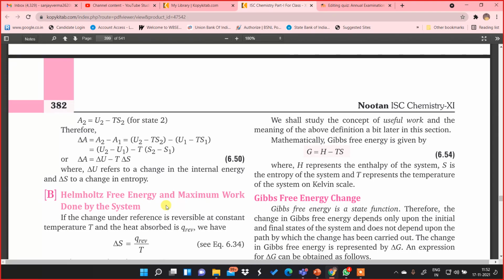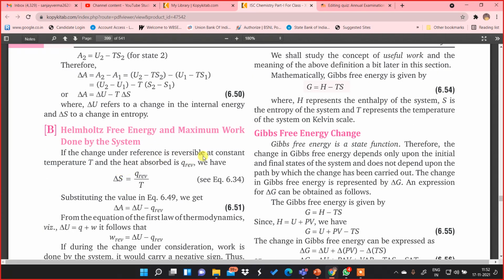If the change is reversible at constant temperature T and the heat absorbed is Q reversible, we have delta S. We know this already from before. Delta S is Q reversible over temperature. So if you substitute equation 6.3 into equation 6.49, we have delta A equal to delta U minus Q reversible, because Q reversible is equal to T delta S.